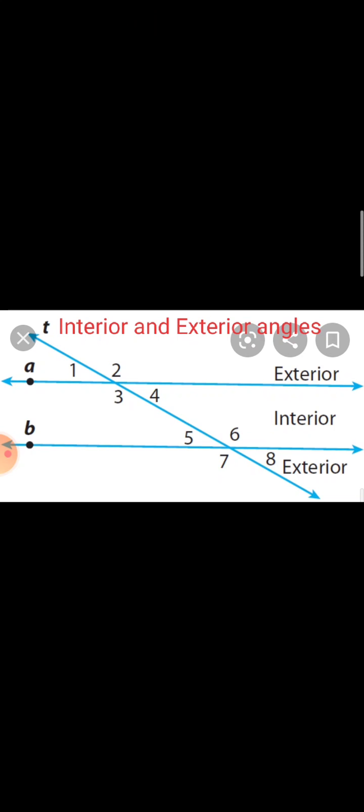So if we say interior and exterior angles. Now what are interior? Those that are inside, and what are exterior? Those that are outside. So angle 1 and 2 are exterior angles. Angle 7 and 8 also are exterior angles because they are on the exterior side. Now angle 3, 4, 5, 6 are called interior angles because they are in the interior of the parallel lines.